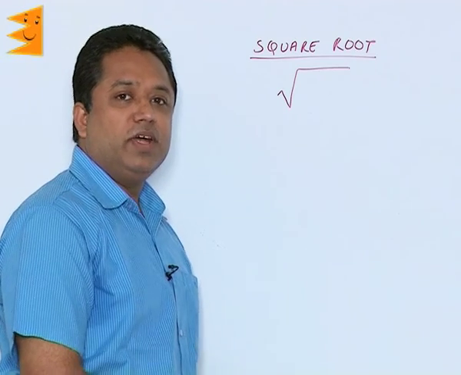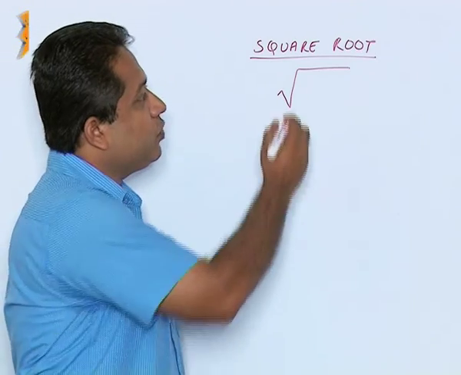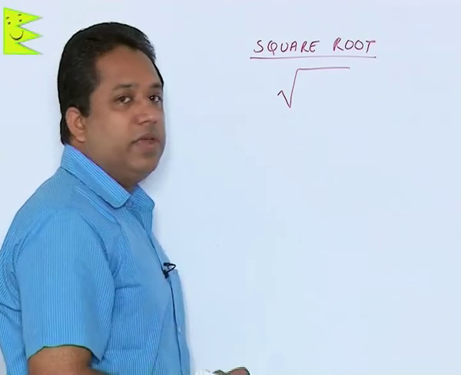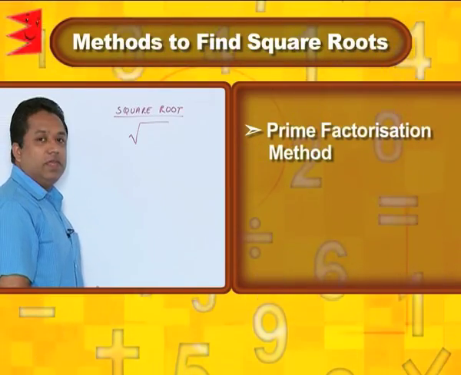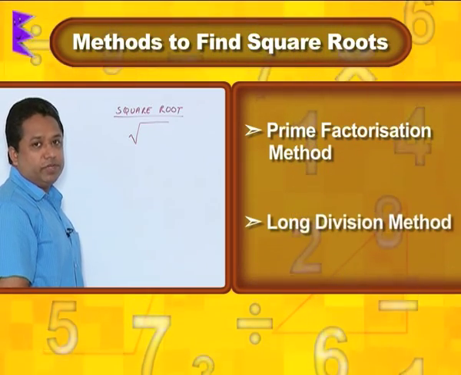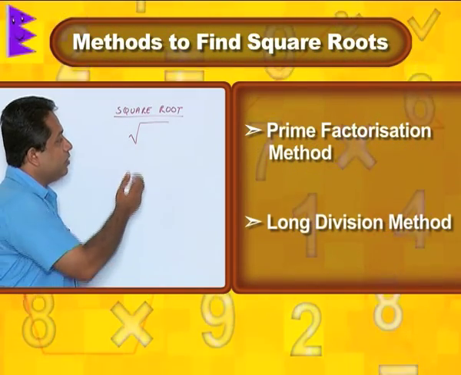Finding the square root of a number. Now, to find the square root of a number, there are basically two methods. One is called the prime factorization method and the other is called the long division method. We are going to do it one by one.